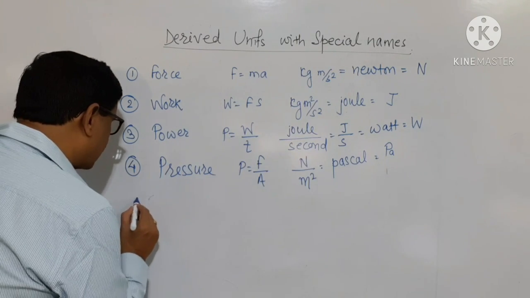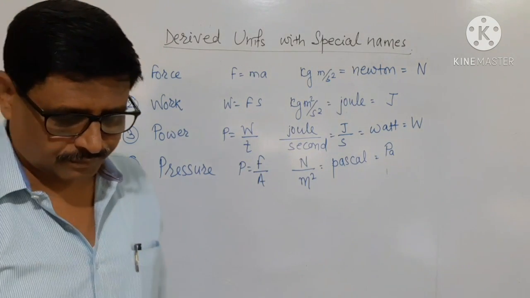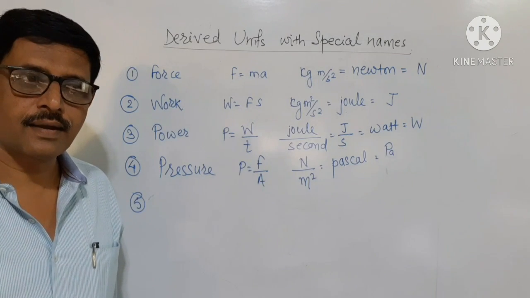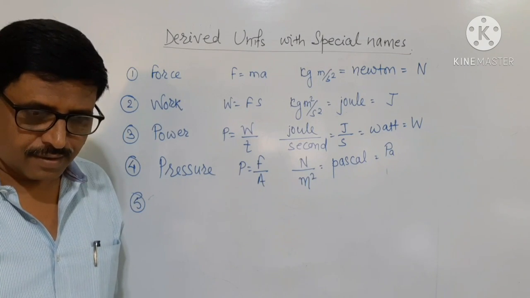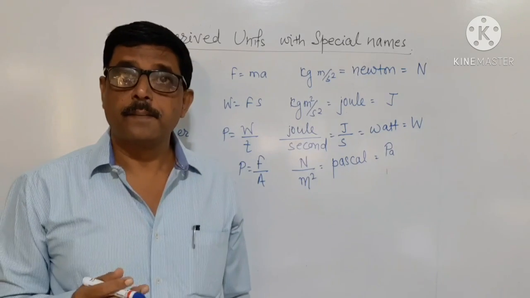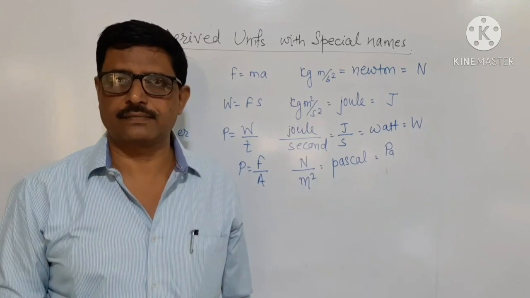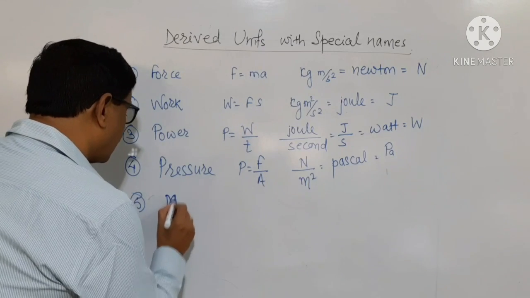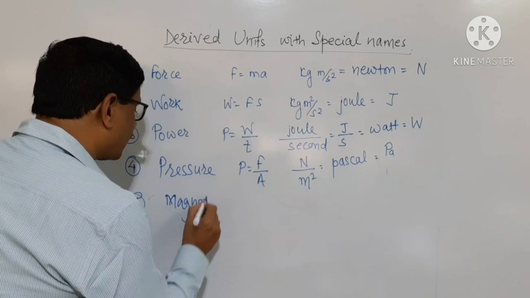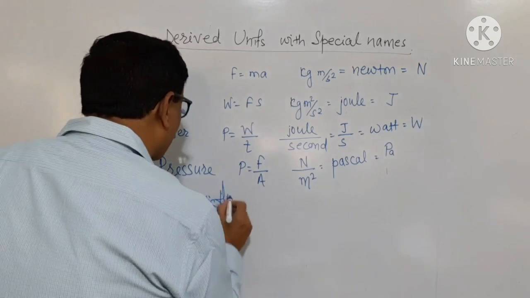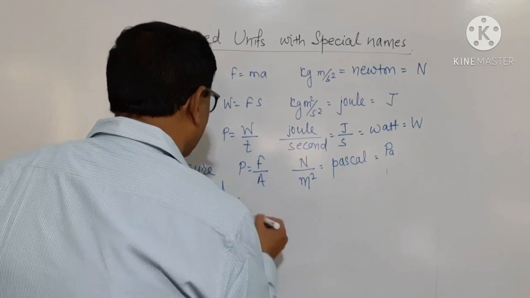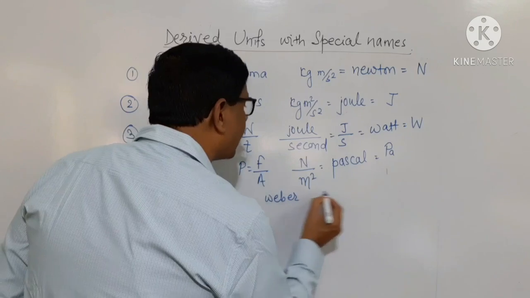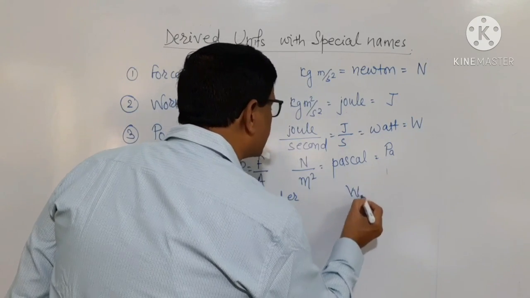Like that, we will think of one more. Magnetic flux. Magnetic flux is magnetic lines of force. Its unit is Weber, and it is represented by capital W.